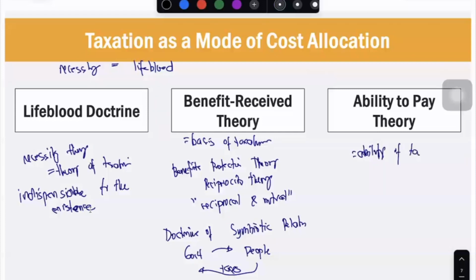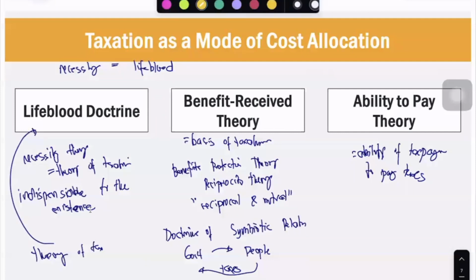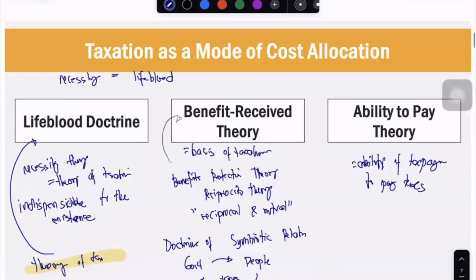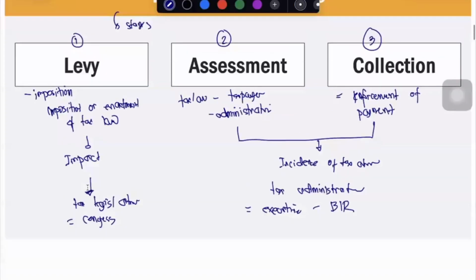Ability of taxpayer to pay taxes. Okay, so again, whenever we talk about theory of taxation, we're talking about lifeblood. When we're talking about basis of taxation, we have your benefits received theory. But all of this is expounded on our definition of taxation as a mode of cost allocation. Why again? We go back on our definition.